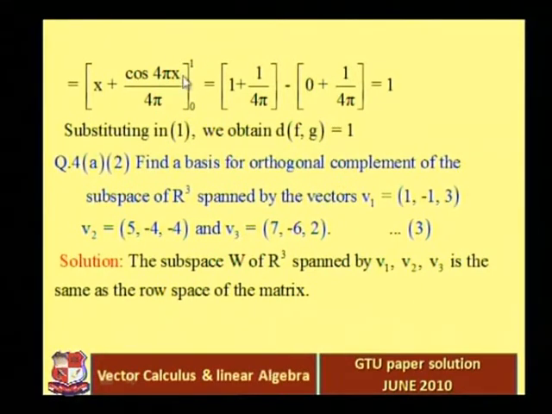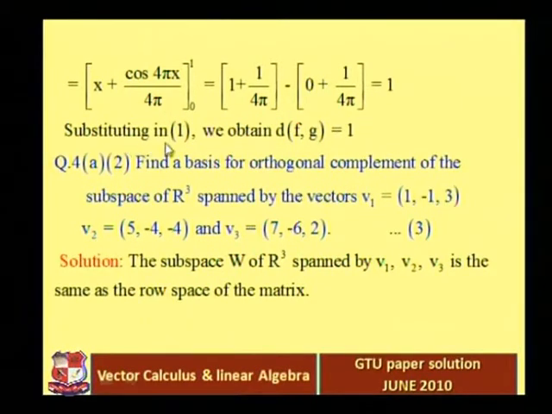Instead of x we have to put 1 first, so 1 plus cos 4π, that is 1, upon 4π, minus 0 plus cos 0, that is 1, so 0 plus 1 upon 4π. So 1 upon 4π minus 1 upon 4π will cancel out, and you will get 1, right?